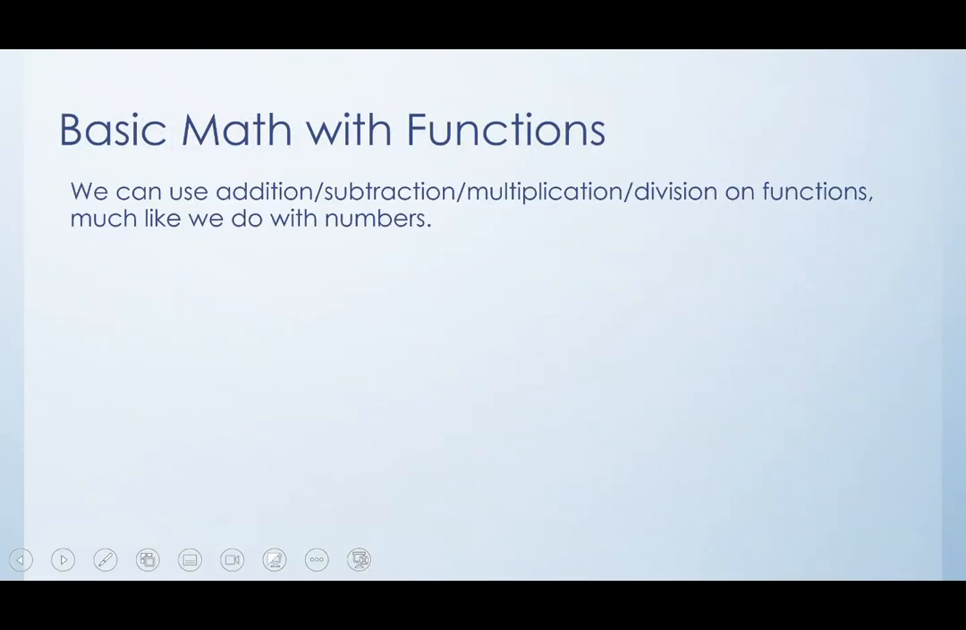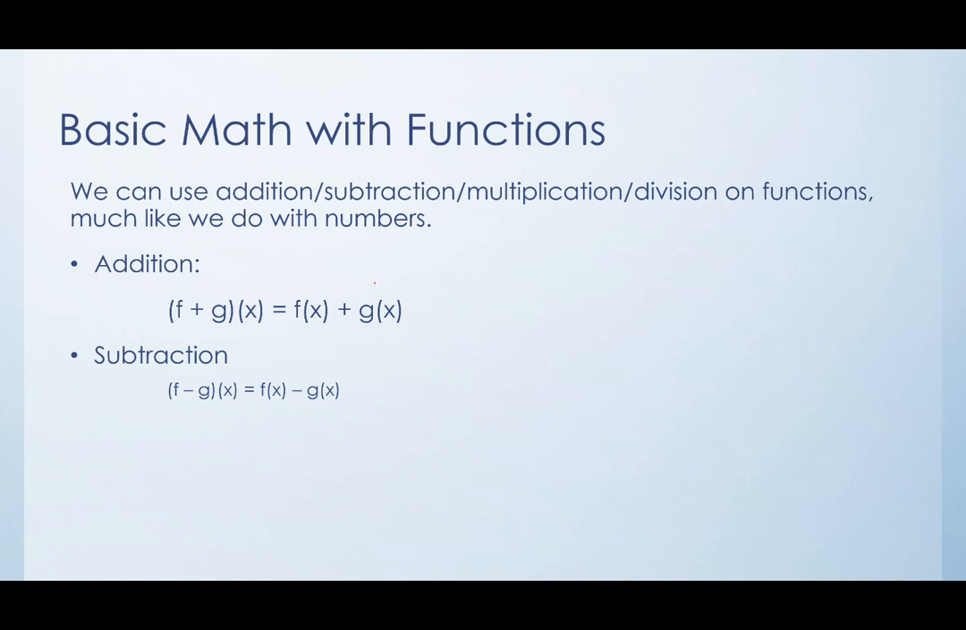So we can actually use addition, subtraction, multiplication, and division on functions, pretty much just like we do with numbers. So addition is just like you might think. We're going to write f plus g of x, and that's really just saying f of x plus g of x. Pretty straightforward. Same thing with subtraction, because subtraction is really addition with a negative number involved. So f minus g of x is just f of x minus g of x. Same story with multiplication. f times g of x is just f of x times g of x. We're going to do some examples right after this.